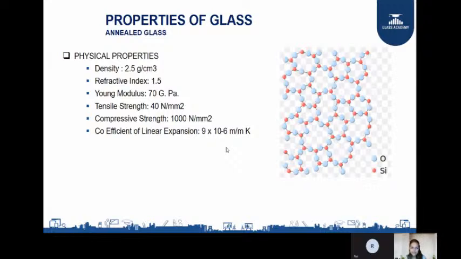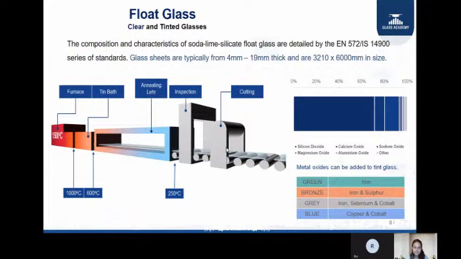After the furnace, it will go into the float bath. Now, float bath is a bath created using tin. Tin is a denser material than the glass. So when the molten glass comes into the float bath, it will float on the tin, right? And we will get a proper texture here in the float bath.